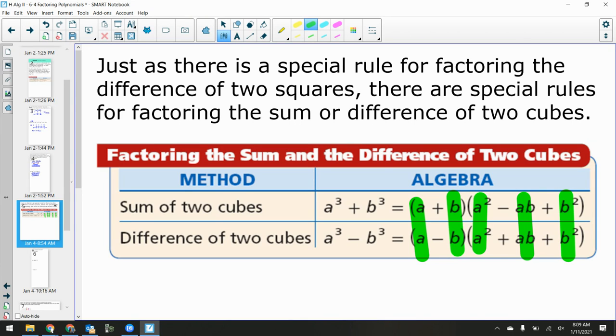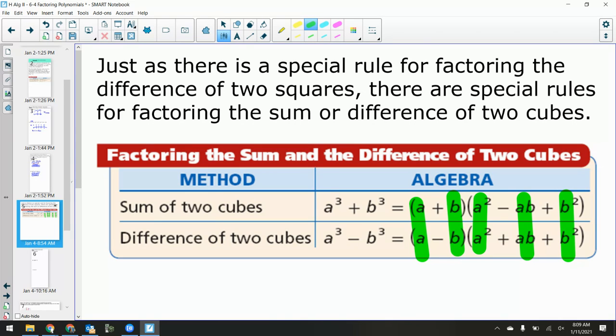So how can we figure out the signs then? What's the rule on that? Well, if it's a plus, it starts out with a plus, and then it goes negative, positive. So a sum of cubes is positive, negative, positive. A difference of cubes goes negative, positive, positive. So there's always two positive signs and one negative sign.